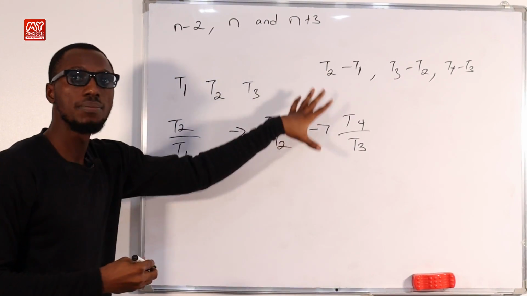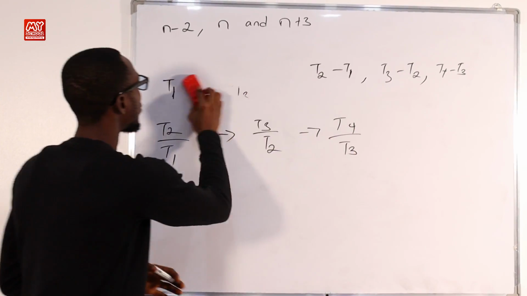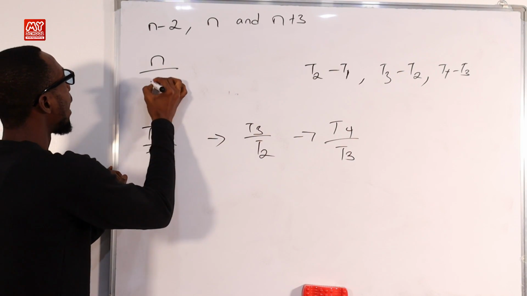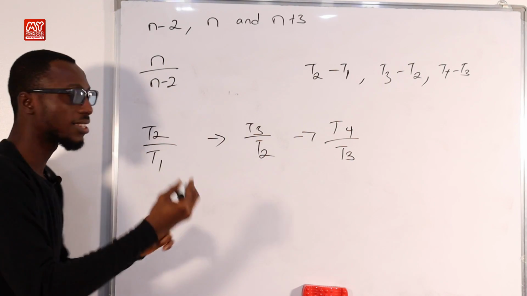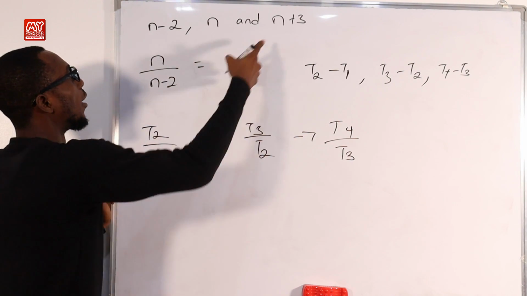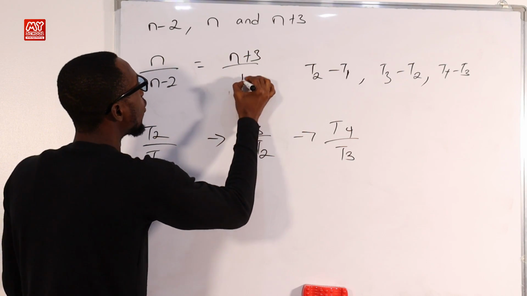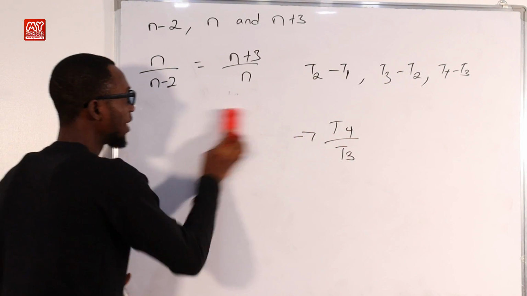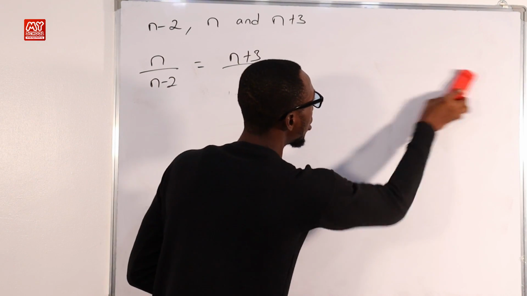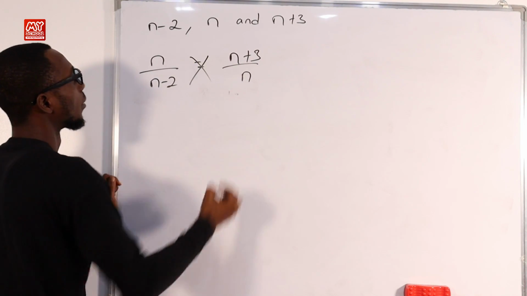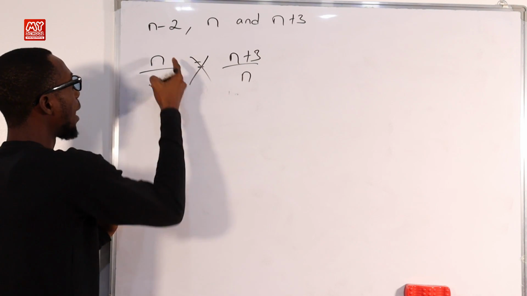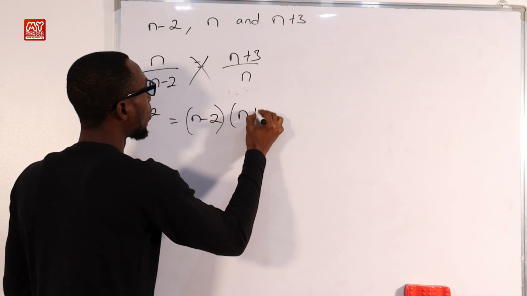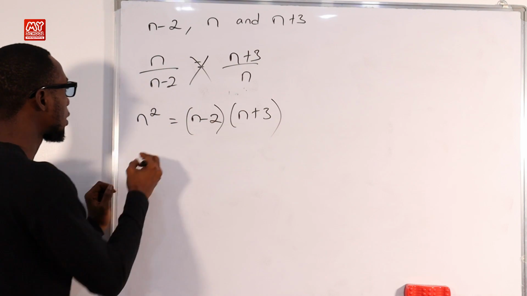Using all of these, we can validate that n over n minus 2, which is T2 over T1, equals the same thing, n plus 3 over n, which is T3 over T2. That is just what we have done. So let's do this by first doing a cross multiply. We have n times n, n squared, equals n minus 2, in brackets, n plus 3. Let's expand the brackets.